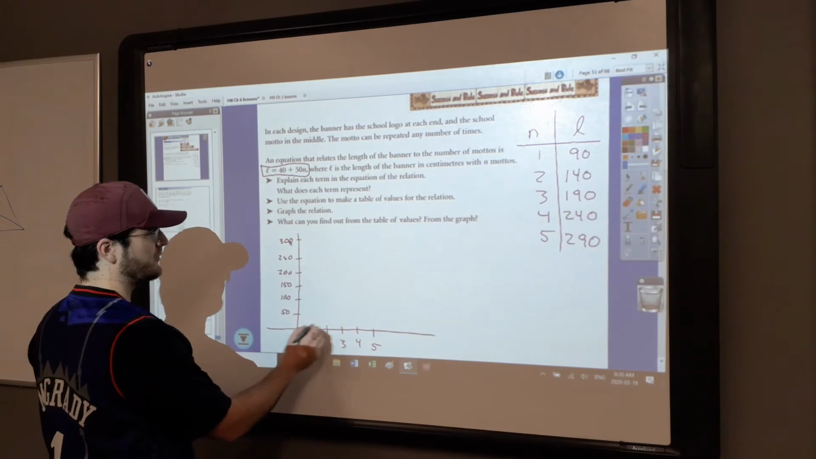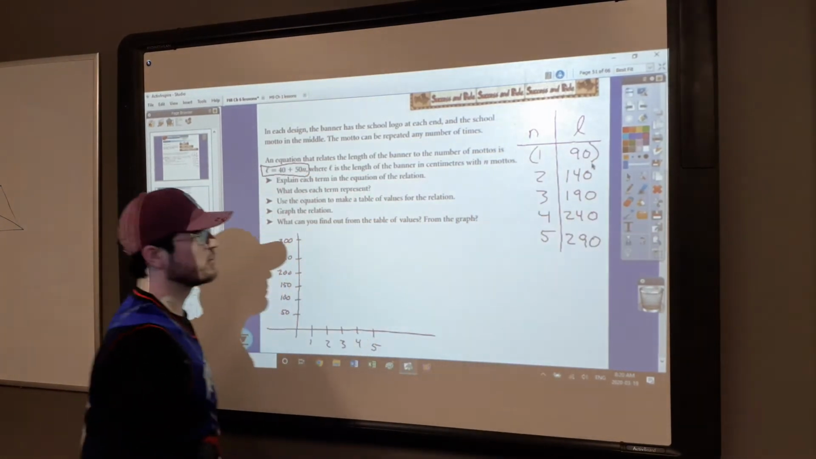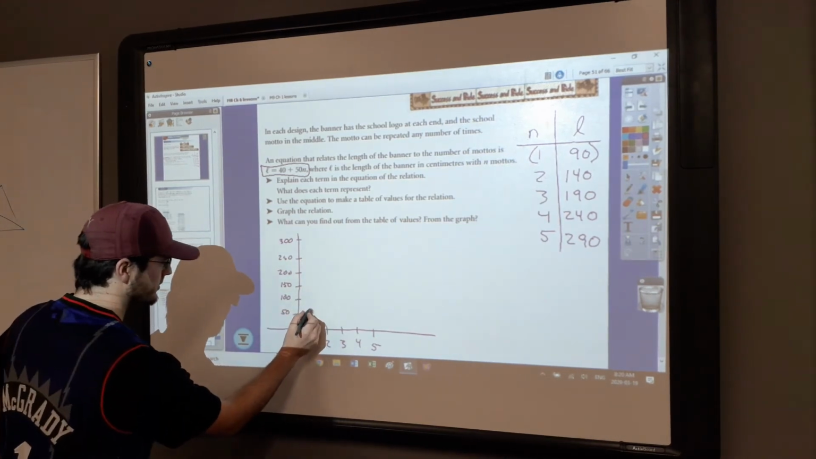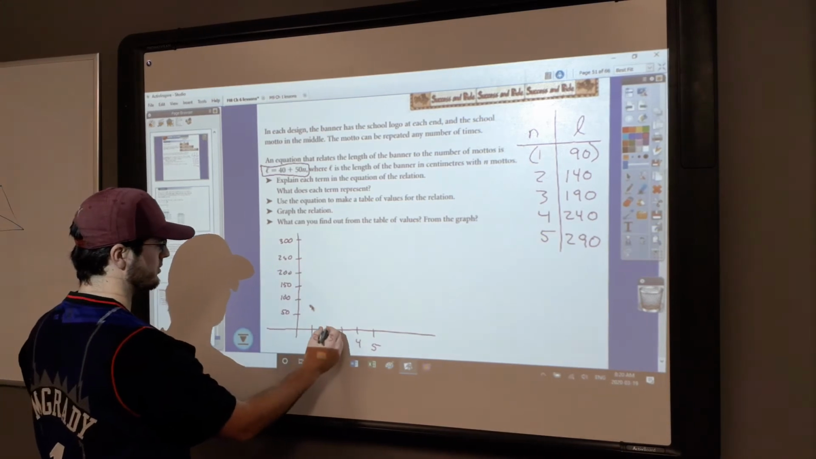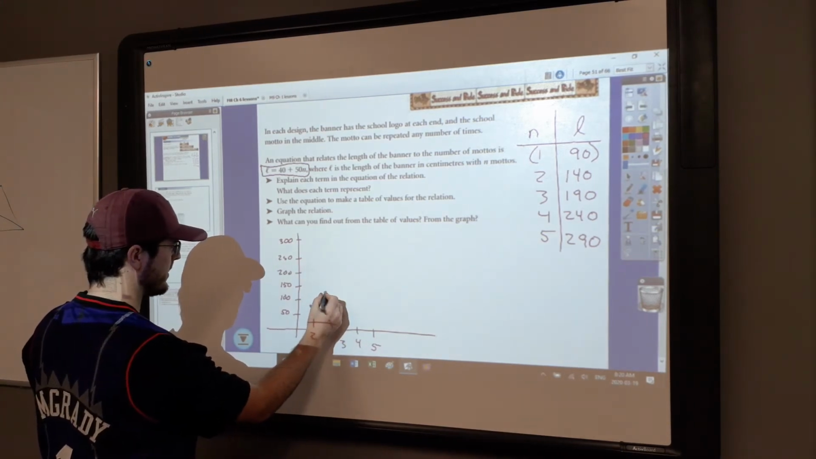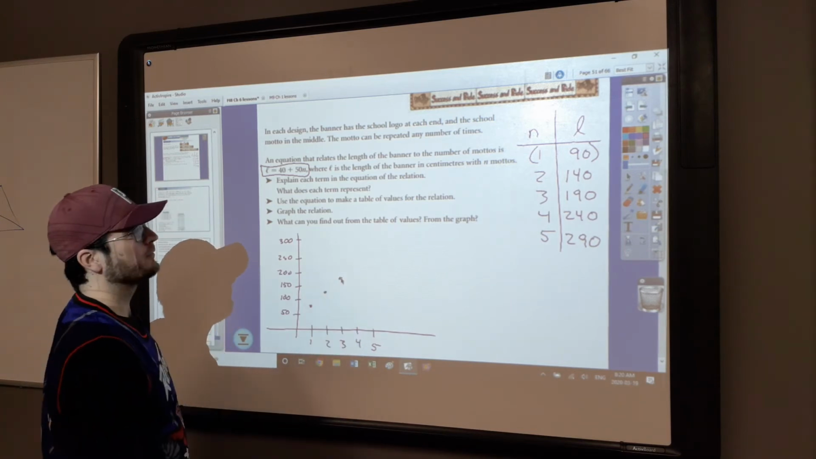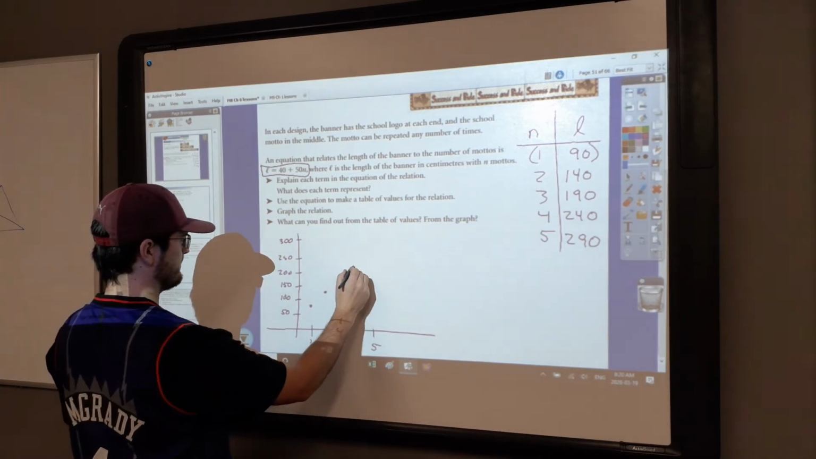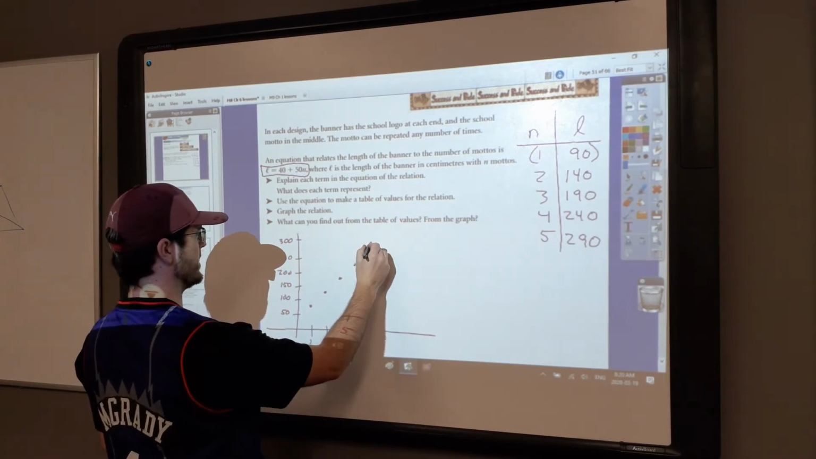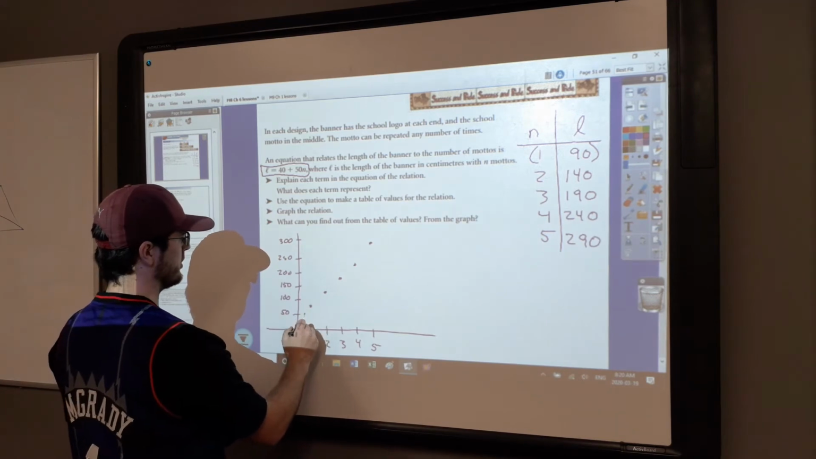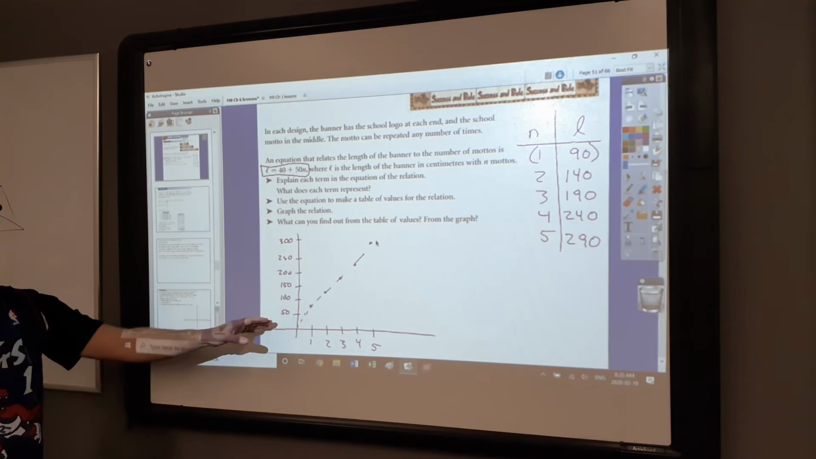So here, my first point, we talked about the coordinate points, or the ordered pairs, 1 and 90. So we're just going to try to do our best. If you have grid paper, you're going to make this look a lot nicer, right? 2 and 140, somewhere there. 3 and 190. 4 and 240, somewhere here. Be a little high, but, and then 290 here. But the general gist of it is that we're kind of jumping up. Notice it makes kind of a straight line.